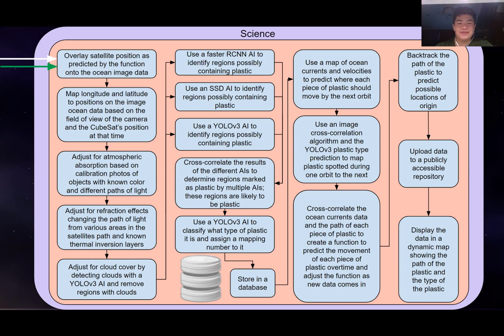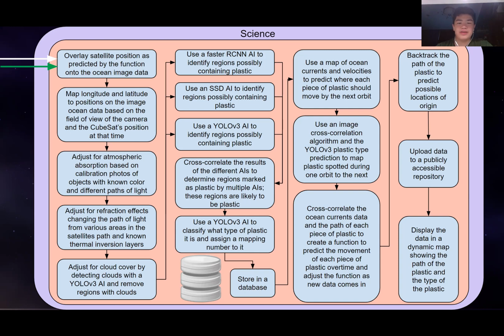Next, yet another YOLO v3 AI, that's my favorite if you can't tell, classifies the type of plastic and assigns a mapping number to it, which is important for some of the later steps. The data is also stored in a database for raw data storage purposes, but is also passed on to the next step where the plastic classification is combined with the predicted path of plastic from ocean currents data to identify how the plastic moves from one observation to the next, and a function is mapped to that.